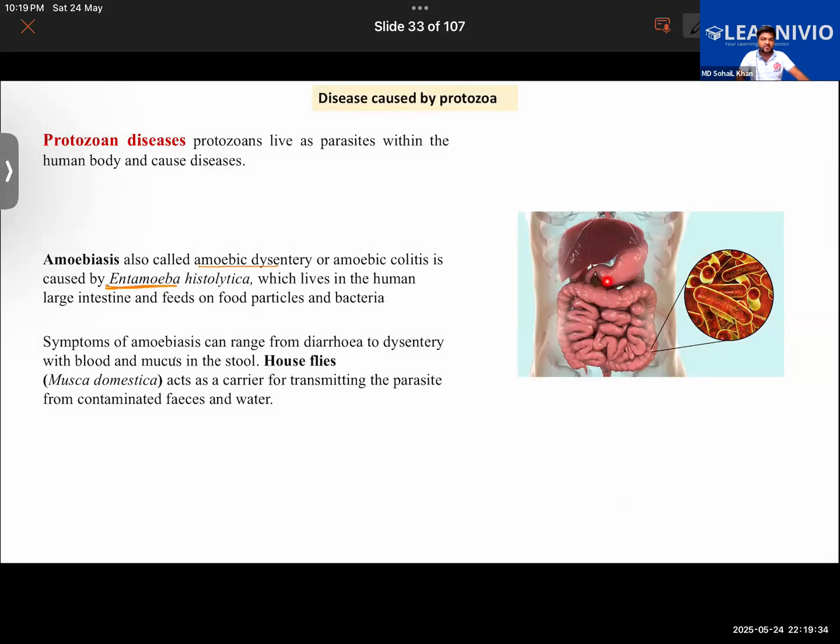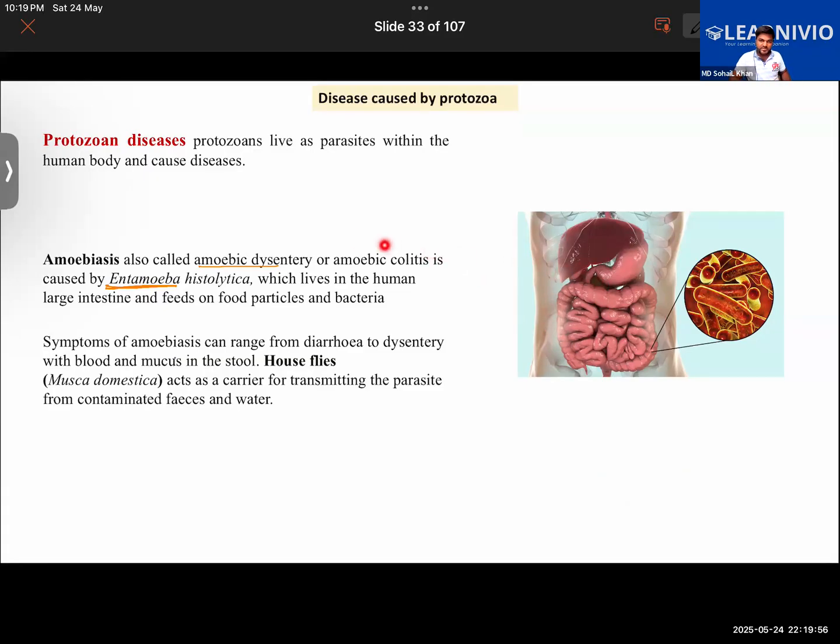The person will suffer from abdomen pain, right? Abdomen pain, and it will lead to diarrhea also, right? In the worst case scenario, there could be dysentery, where there could be blood and mucus coming into the fecal matter. Okay. But the question is, how is it spread?